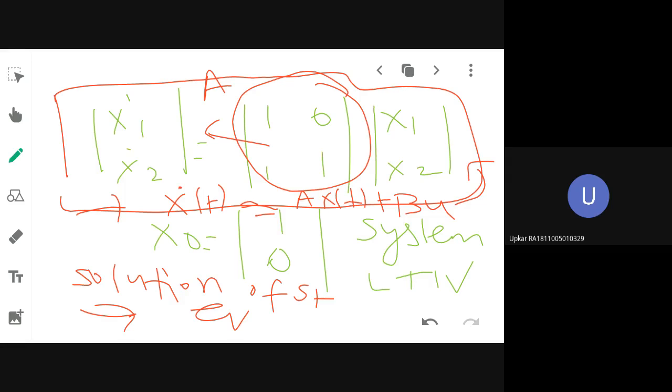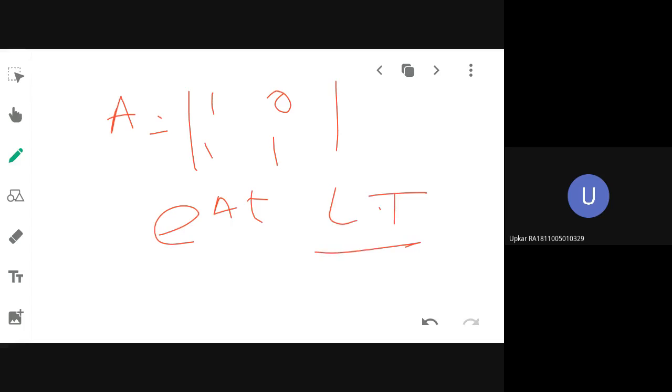In the form of the state equation like this, they will present it, from which you will take out the system matrix and then solve for e power At. So as per this formula, [[1,0],[1,1]] is your A. Now you will proceed for finding out e power At again by using the Laplace transform technique only.